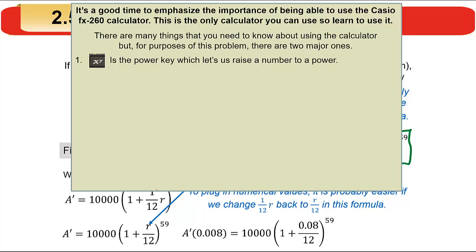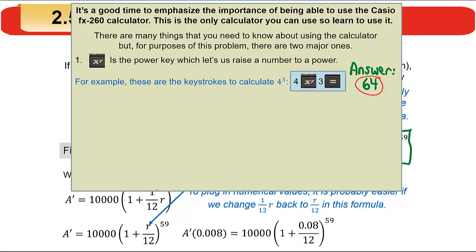So looking at this particular calculator, there are two major things you need to know on this. First is the power key. It's the one that says x to the y. It lets you raise a number to a power. For example, just to go off to the side and do an example, if I want to do 4 to the third power, I would enter 4, hit the power key, press the power, which is 3, and then hit the equal sign. That will give me an answer of 64, which is 4 to the third.